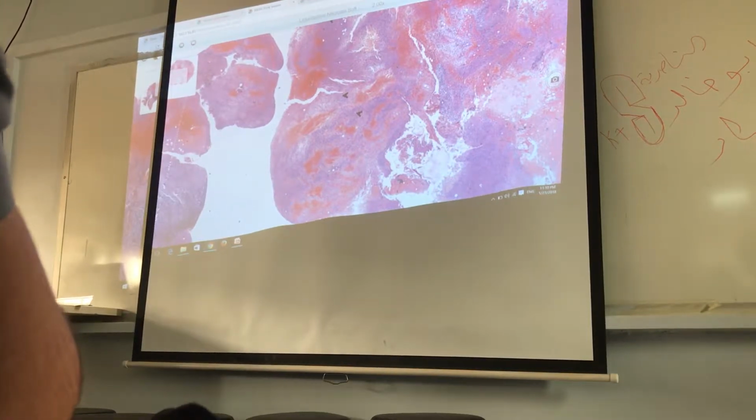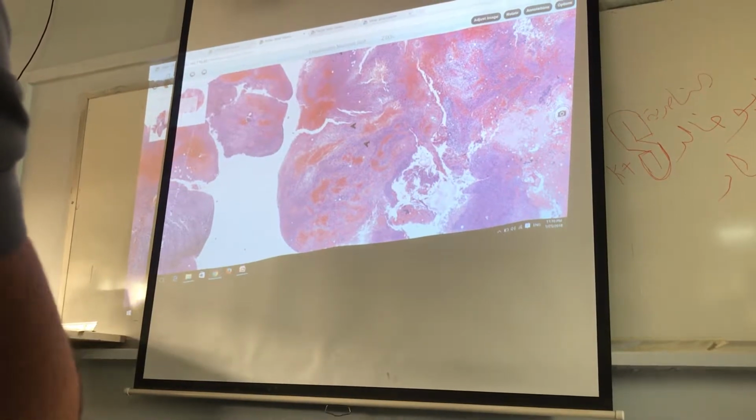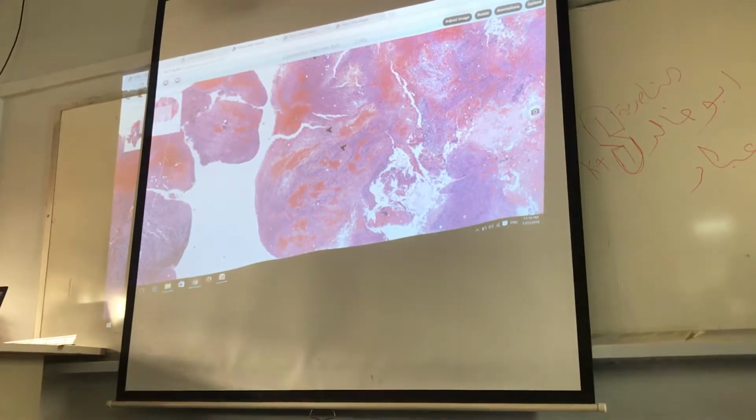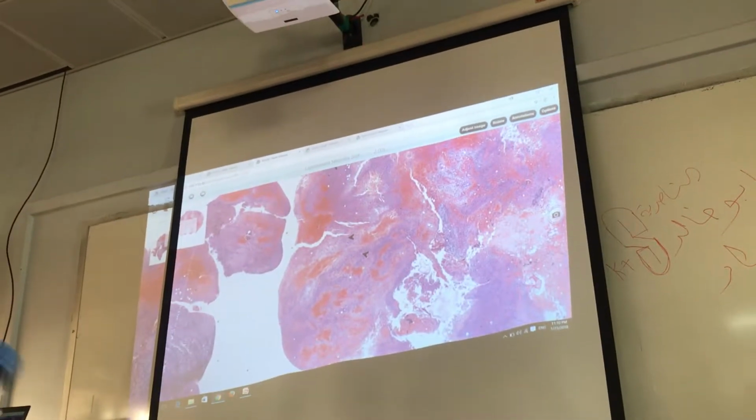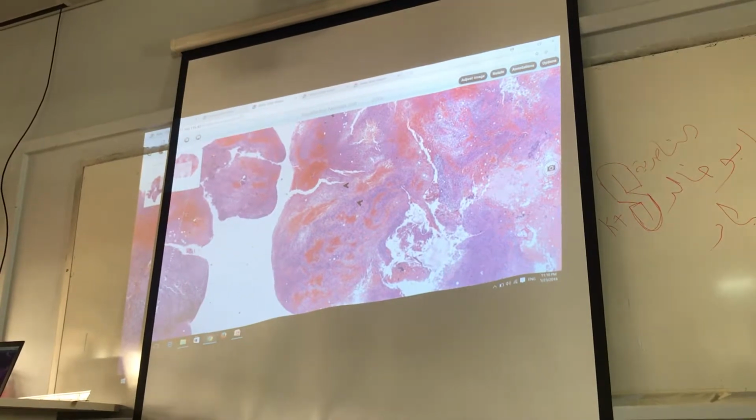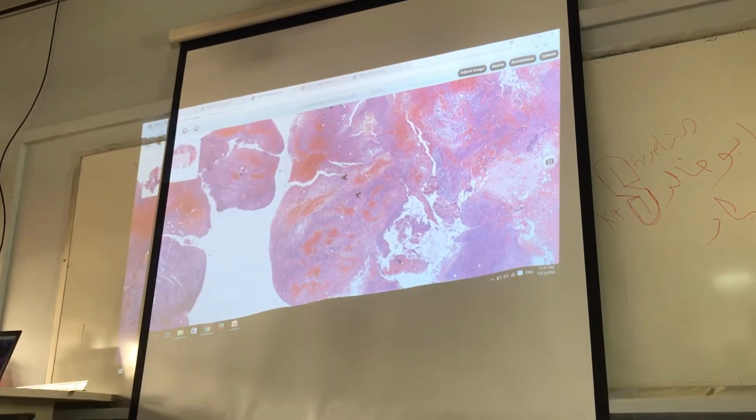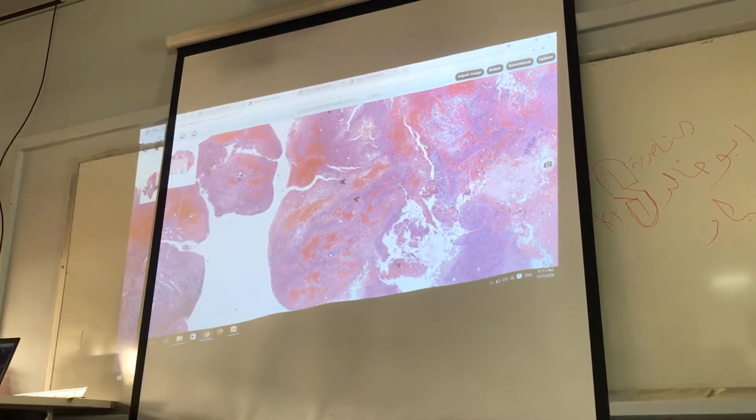Differentiated form or not. Suppose I give you this nervous tissue section taken from a brain, what are you seeing here? Red neuron. What are you seeing here at this magnification? Hemorrhage. Good, very good. What more? Bell area.